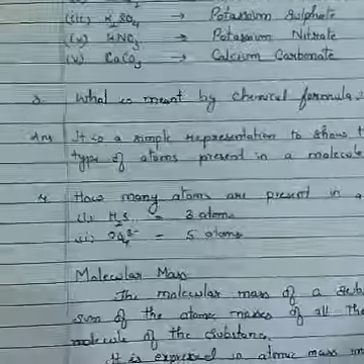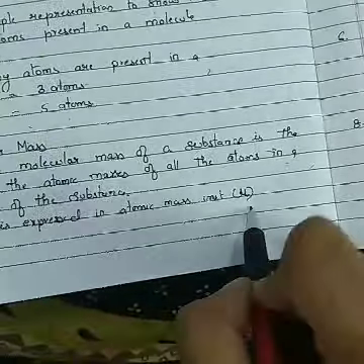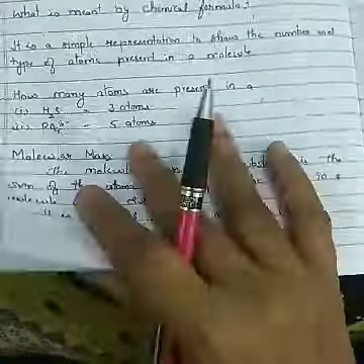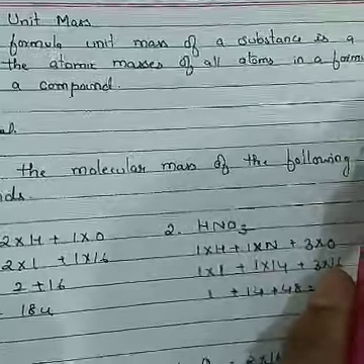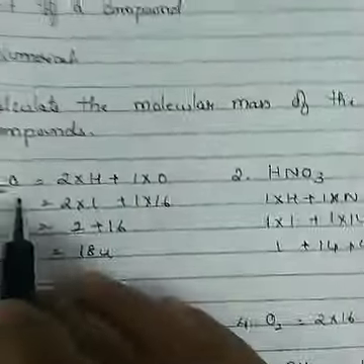Next, moving to molecular mass. We will also do the molecular mass and formula unit mass in this session. Molecular mass of a substance is the sum of atomic masses of all the atoms in the molecule of a substance. Means you have to add the atomic masses. It is always expressed in u. That is called molecular mass. Formula unit mass of a substance is the sum of atomic masses of all the atoms in the formula unit of a compound.